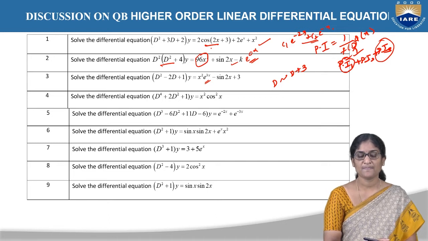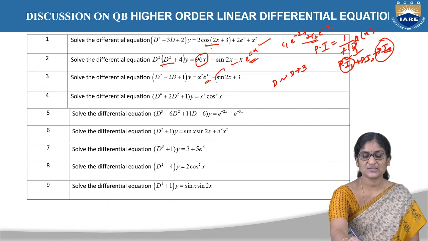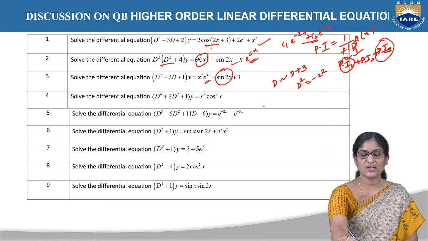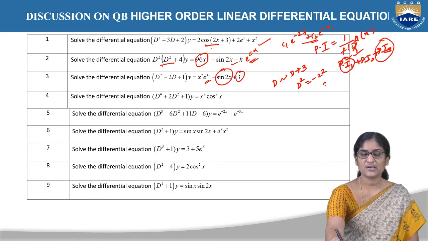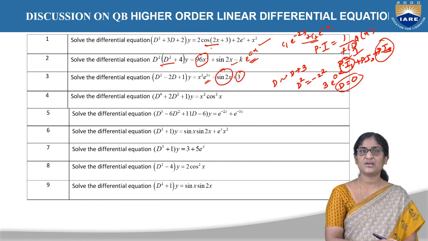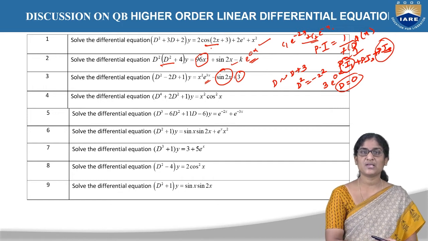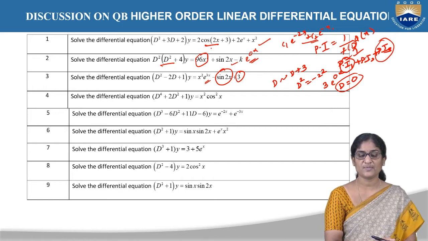Going to the second one, it is a trigonometrical function, so it is obtained by D squared = -2 squared. And for the last one, the constant is there, so it is better to take it as 3 into e to the power of 0x, and wherever D is there you substitute 0. Suppose you are getting the denominator equal to 0 after substituting D = 0, then you can multiply the numerator with x and take the derivative form of the denominator. Okay, so like that also we can do it.